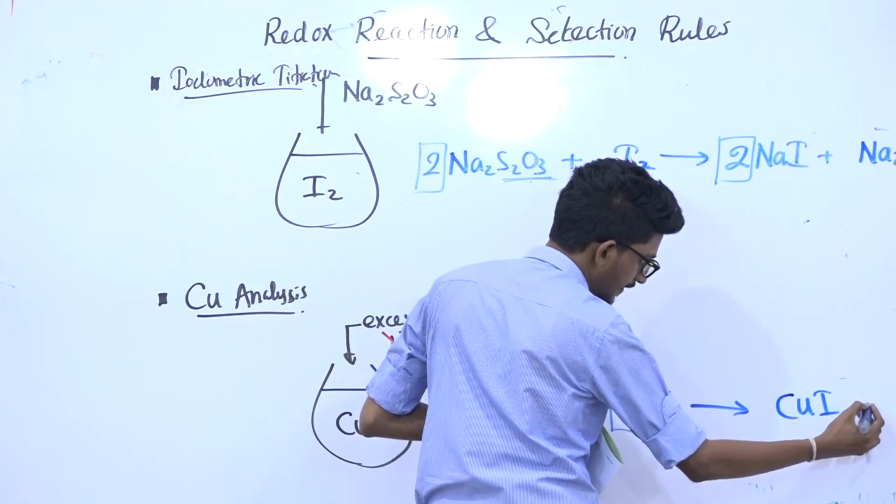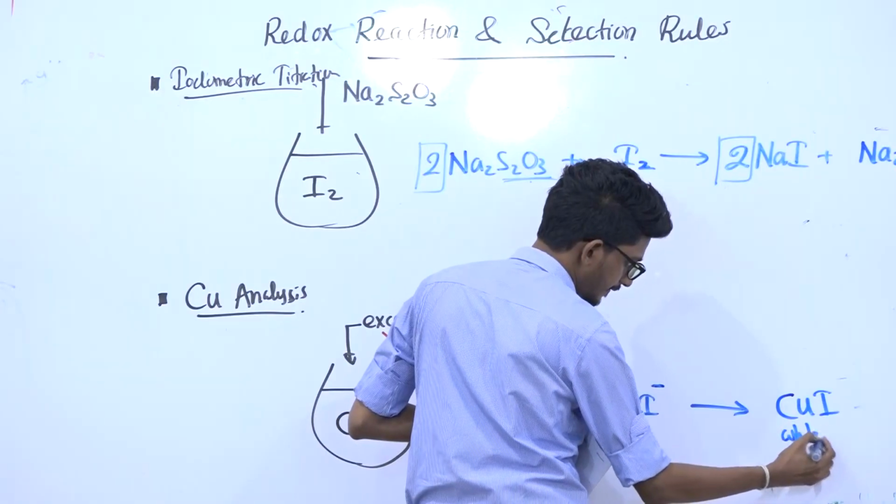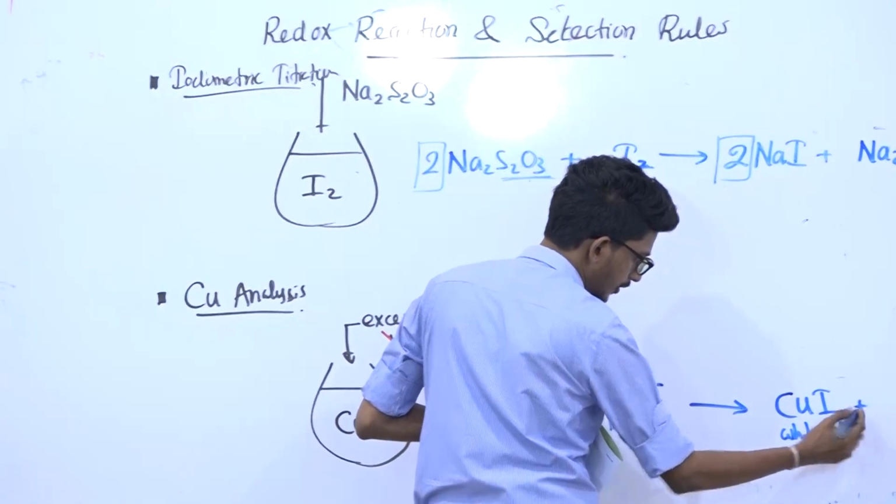CuI, it's a white precipitate with the copper 1 plus oxidation state.